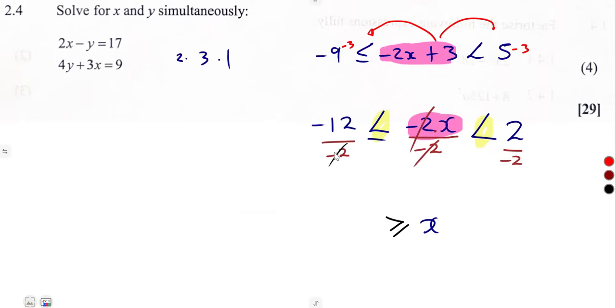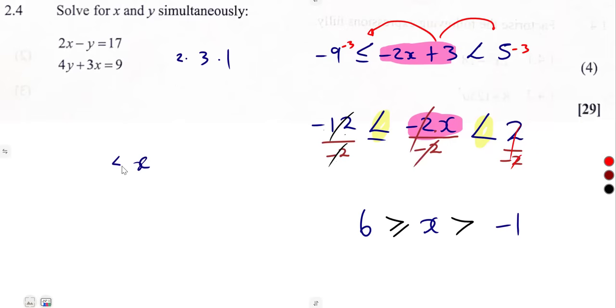All right, negative 12 divided by negative 2, that's a positive what? A positive 6. All right, on this other side, the inequality sign reverses again. Remember, you divided by what? A negative, so it changes. So it's going to be facing this side now. 2 divided by negative 2, that's what? A negative 1. So this presentation is not allowed.